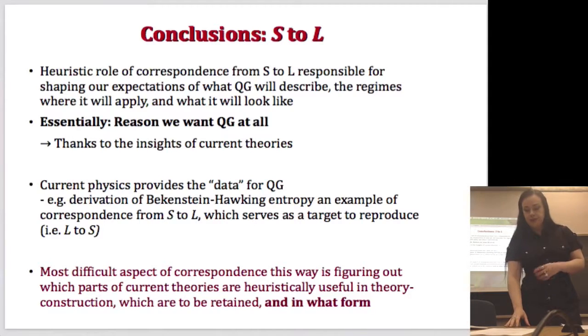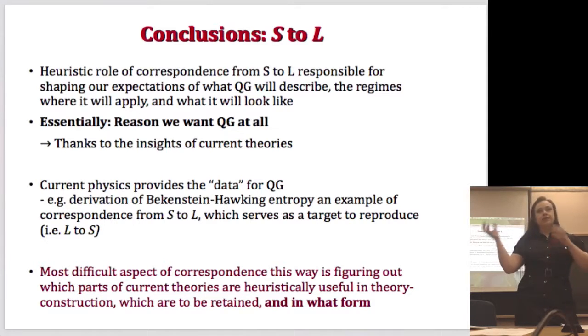So I think the most difficult aspect of correspondence from S to L is figuring out which parts of our current theories serve different roles. They might be heuristically useful in a search for a theory, but then aren't themselves retained in the actual theory. Other aspects will be retained, but in what form? And again, if it's something radically different, then we're not going to expect correspondence.